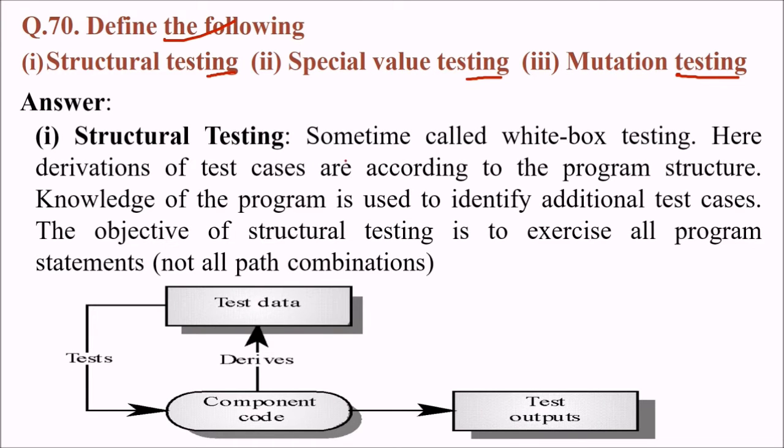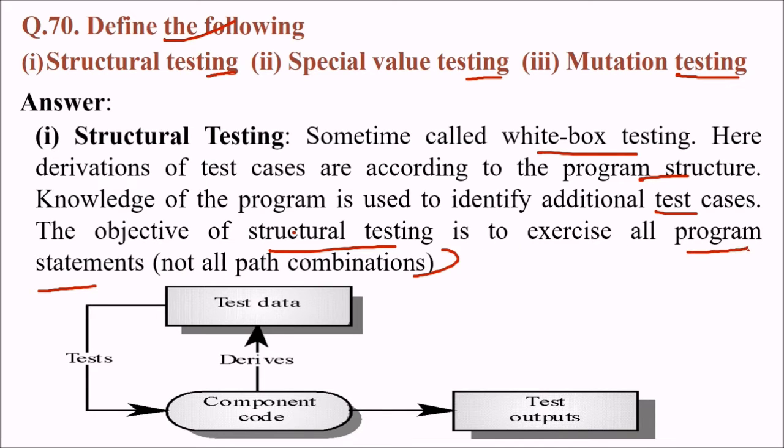So structural testing, we also call it white box testing. The test cases are derived according to the program's structure. The knowledge of the program is used to identify additional test cases. The basic objective of this type of glass box testing is to exercise all program statements, if not all path combinations. Not all path combinations.